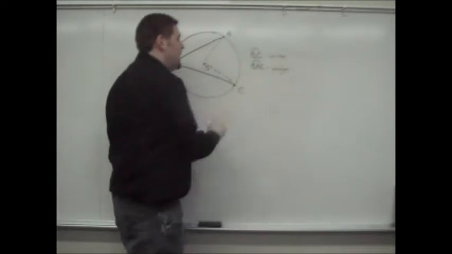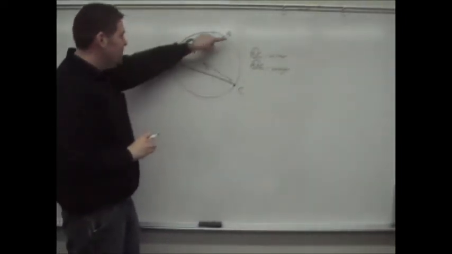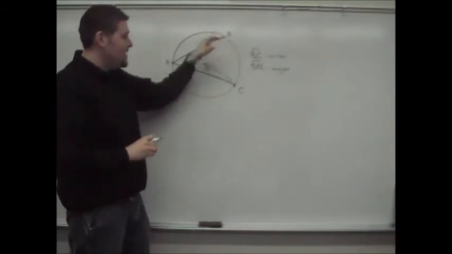Now these two arcs together make up the entire perimeter of the circle. So we have the entire perimeter from B to A to C and back to B again.